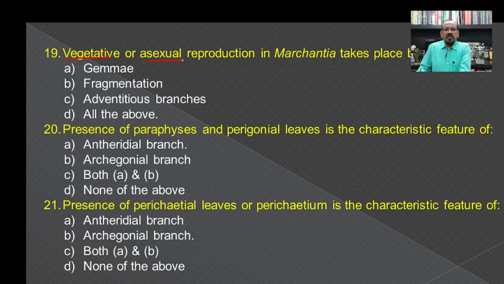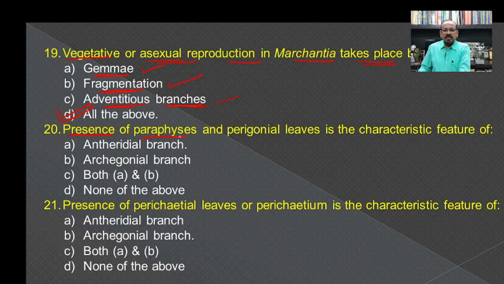Then vegetative or asexual reproduction in Marchantia takes place by. Gemmae are formed on the thallus of Marchantia, hence it is correct. Again, by fragmentation, this is the common method of vegetative reproduction in bryophytes, and again the development of adventitious branches is also one of the common methods of vegetative reproduction in Marchantia, and hence all these three are the different vegetative reproduction methods in Marchantia, and hence the answer becomes D.